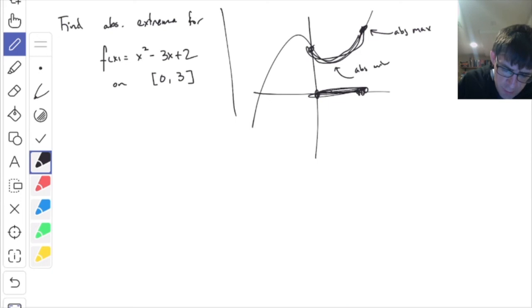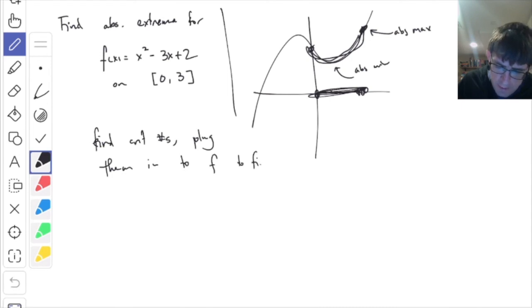The idea is we find the critical numbers and then plug them in to f to find the y values, along with the interval endpoints.